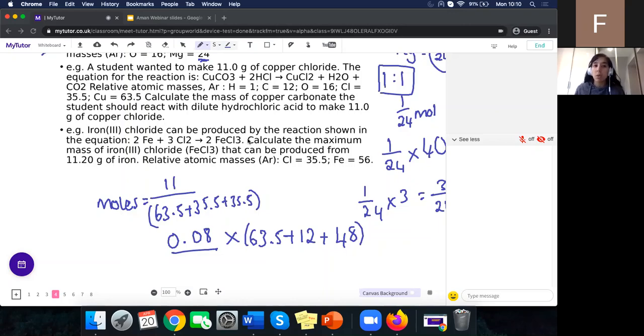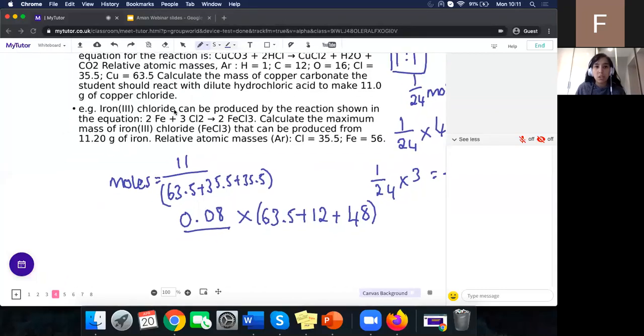We then use the equation to see how many moles, or what's the ratio of what we want. If the ratio is 1 to 1, the moles stay the same. If it's 1 to 2, we double. If it's 1 to 3, we triple. And then we multiply that by the AR or the MR to calculate the grams or the mass of whatever it is we want. Okay, let's do the third question then.